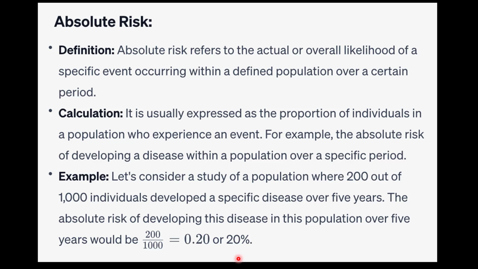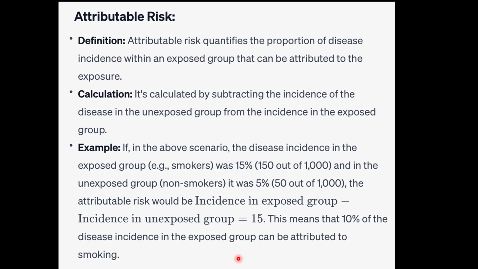It is usually expressed as the proportion of individuals in a population who experience an event. For example, the absolute risk for developing a disease within a population over a specific period. So let's consider a study population where 200 out of 1000 developed a specific disease over 5 years. So the absolute risk for developing this disease is approximately 20%. So it's one arm of the relative risk. So what is the attributable risk?